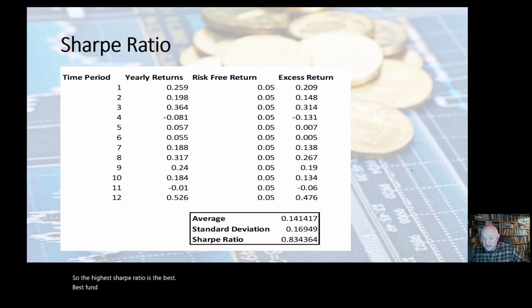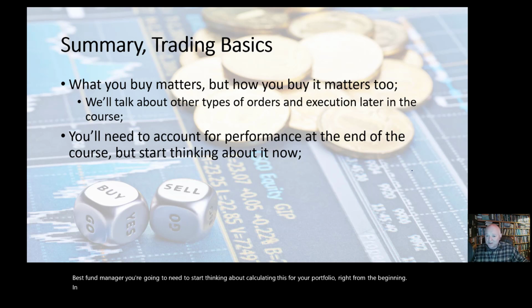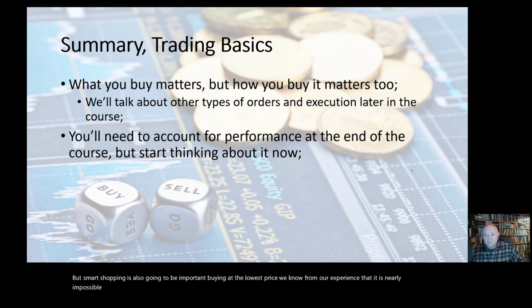You're going to need to start thinking about calculating this for your portfolio right from the beginning. So in summary, what you buy matters. Which investments you make are going to be important. But smart shopping is also going to be important. Buying at the lowest price. We know from our experience that it is nearly impossible to time the market. But using things like limit orders can also reduce the average price of our purchase.